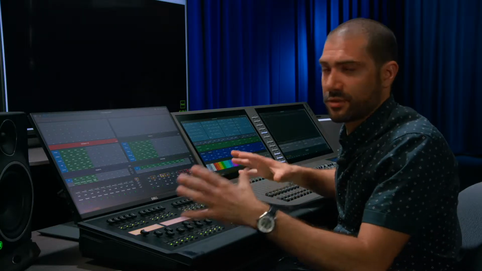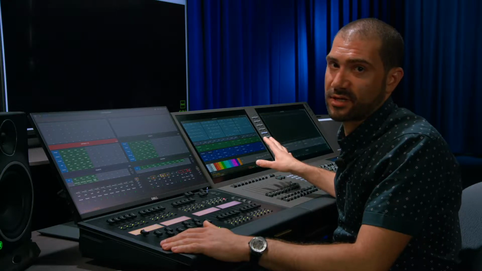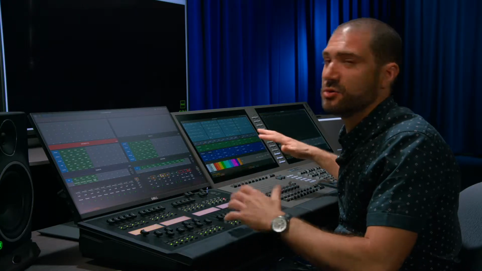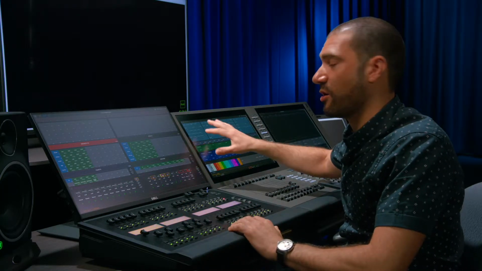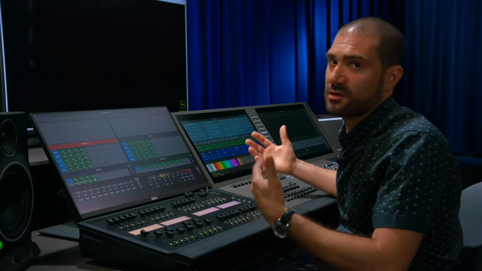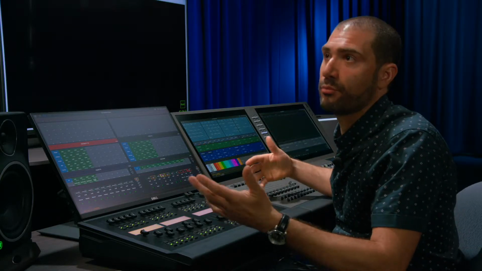There are two different types of busking we can do on a console. There is playback style busking, which is what we're going to be discussing today, and manual value busking. They both have their merits. Manual busking is utilizing the command line and our groups and palettes directly to apply a look on stage. So for example, I can grab group 5 and I can put them in red and I can point them at the stage or at the lead singer.